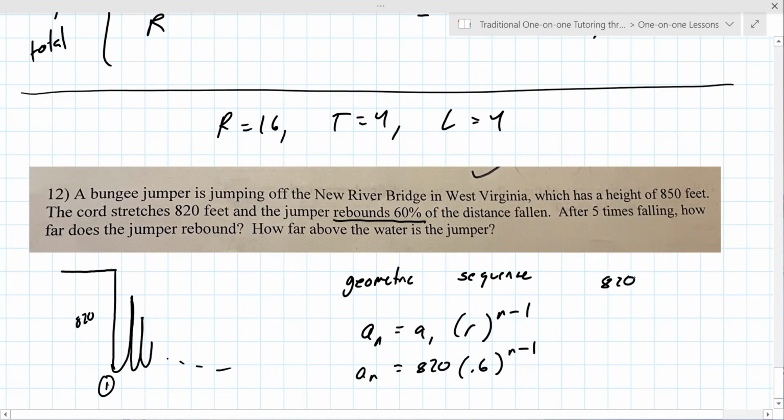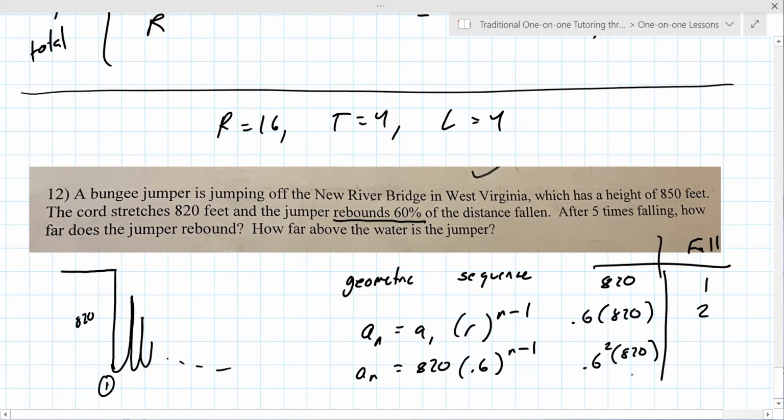So you either know this or you sit there and you calculate. You're like, okay, it's 820 for fall 1. Oops, let me move that over. Make a little table here. Why is it doing that? So your fall 1, and then your second fall is 0.6 times 820, and then your next fall is 0.6 squared times 820. And so on. But this formula has it built in.